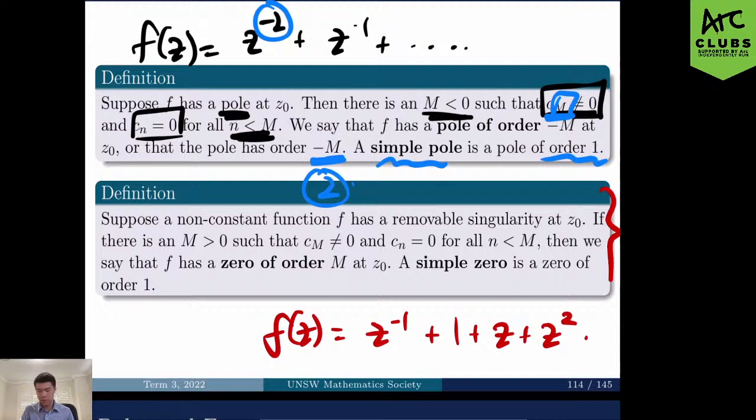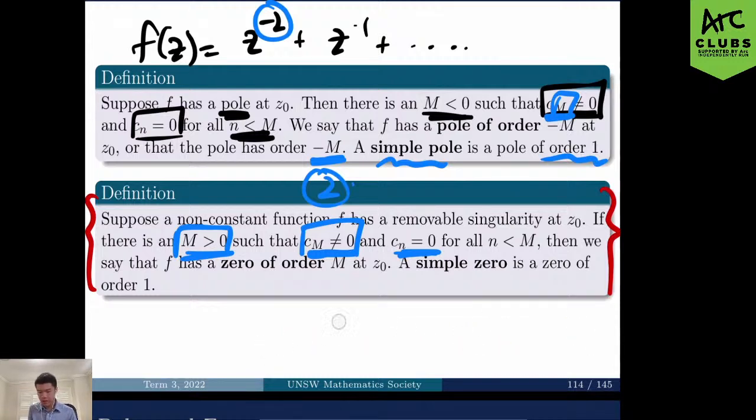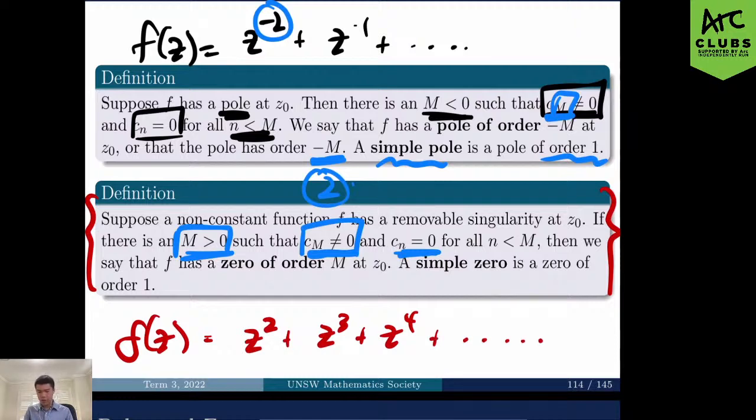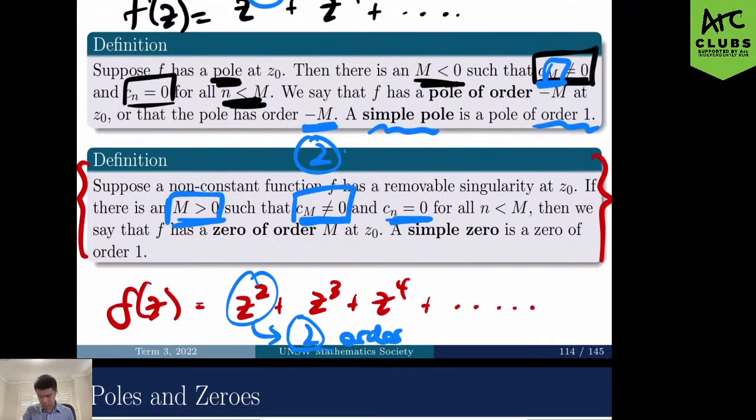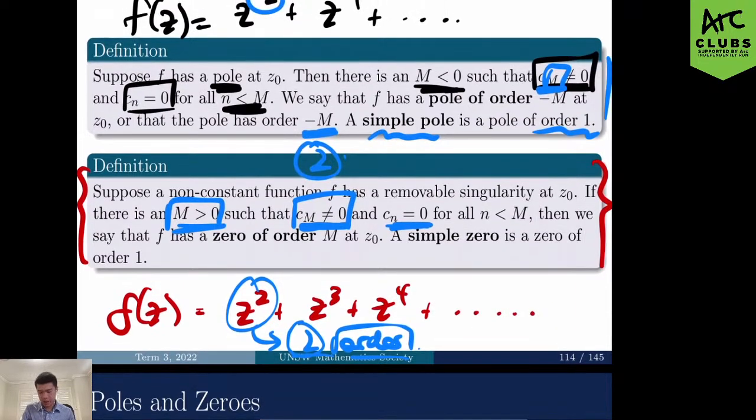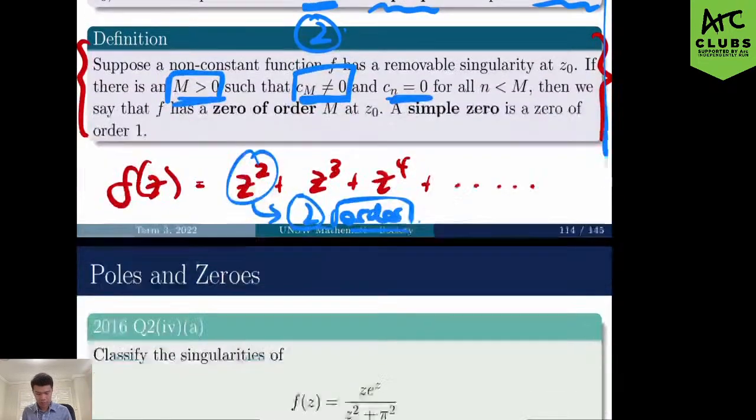This is another concept that we've seen before in real analysis, so zeros. So suppose that we have a function, right? And if you look at the coefficients of the Laurent series, there also exists an m greater than 0, such that the coefficient is not equal to 0, but then also all terms before that are equal to 0. So in other words, it's just the first term as well, except it's called a zero because we don't have reciprocal terms. In this case, it'll be a zero of order 2. So each of these definitions is just looking at the lowest order term.